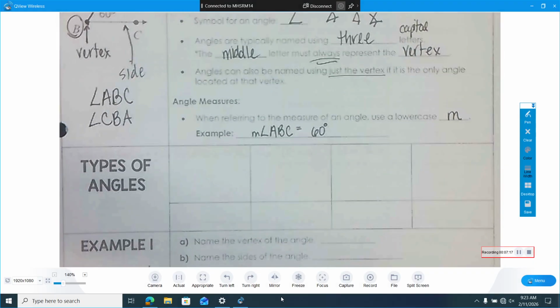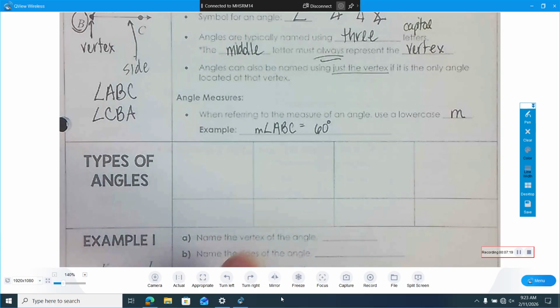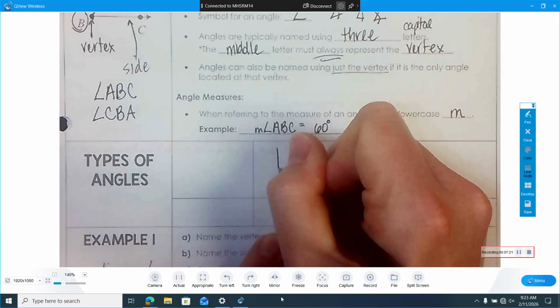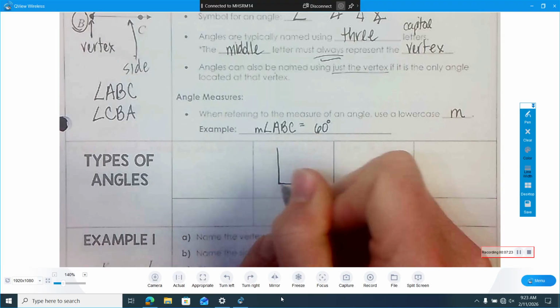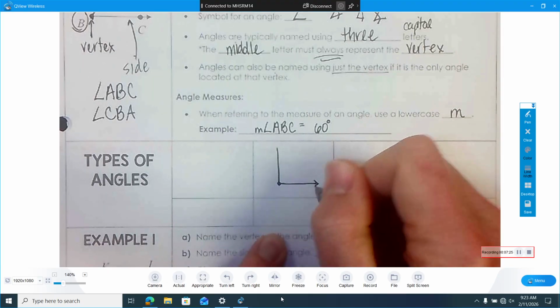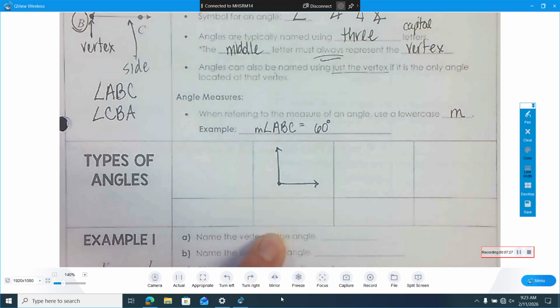We have a couple different types of angles. We already talked about one. This angle right here, I'm going to put my little arrows on it. How many degrees is this angle? 90 degrees. And it looks like it.